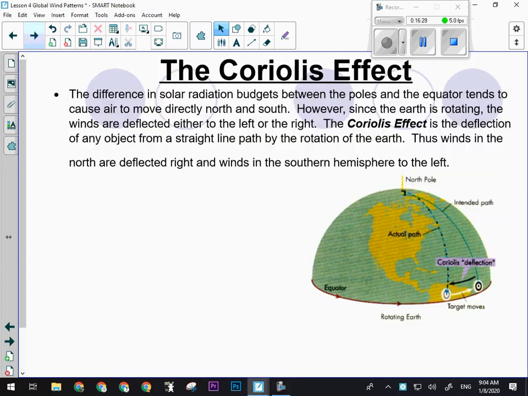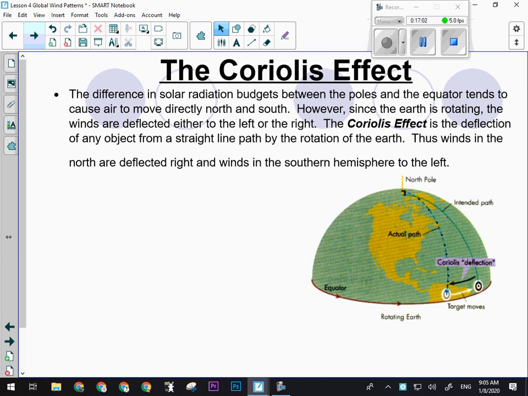So the Coriolis effect is part of this rotation of the Earth effect that goes on in terms of deflecting winds. When winds are trying to move north-south, because that's the way you move when you're trying to balance differences in energy, as the Earth rotates underneath, they get deflected. That's called the Coriolis effect. The Coriolis effect is the deflection of an object from a straight line by the rotation of the object underneath, in this case, the Earth.